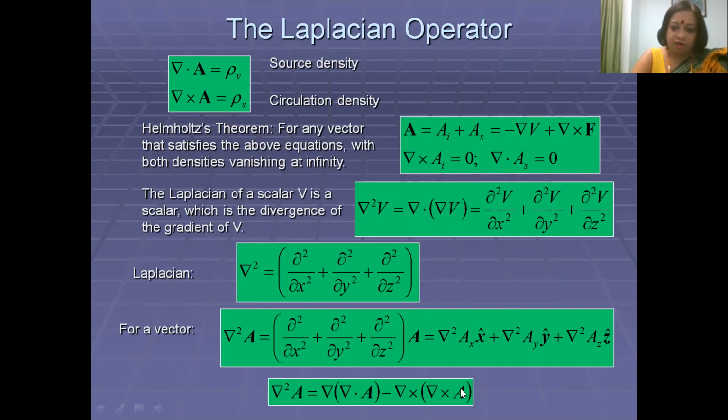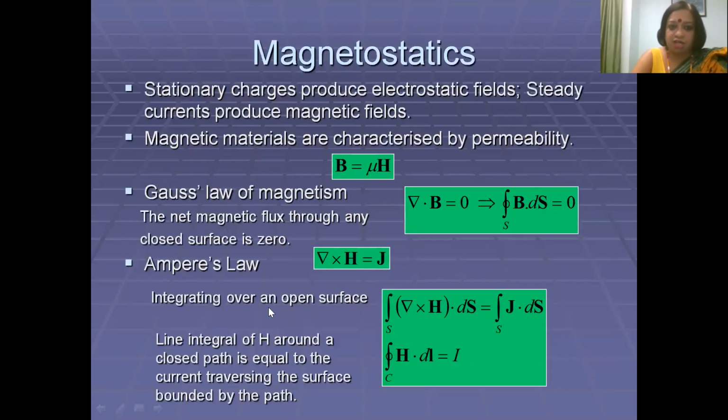For a vector, of course, you would have three components, ax, ay, az. And in that situation, by identity, this becomes equal to the gradient of the divergence of A minus curl of curl of A. If you take this, you will be able to find this. So the Laplacian for a vector field and the Laplacian for a scalar field are different.